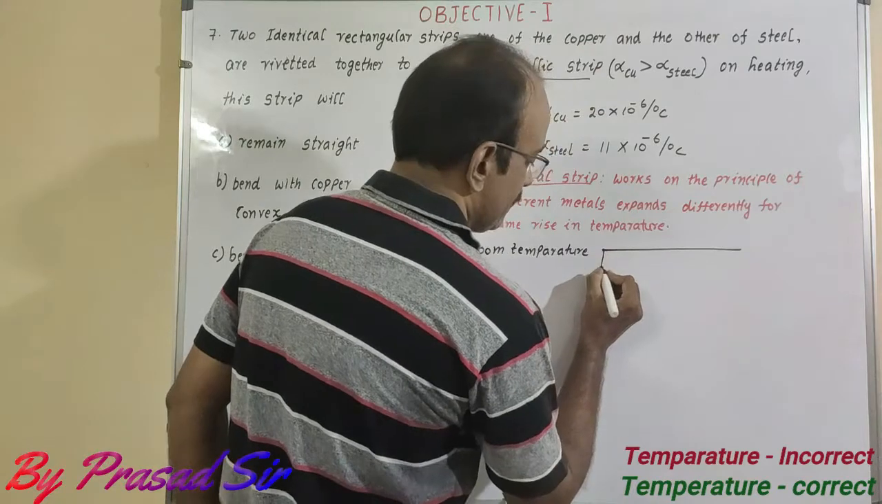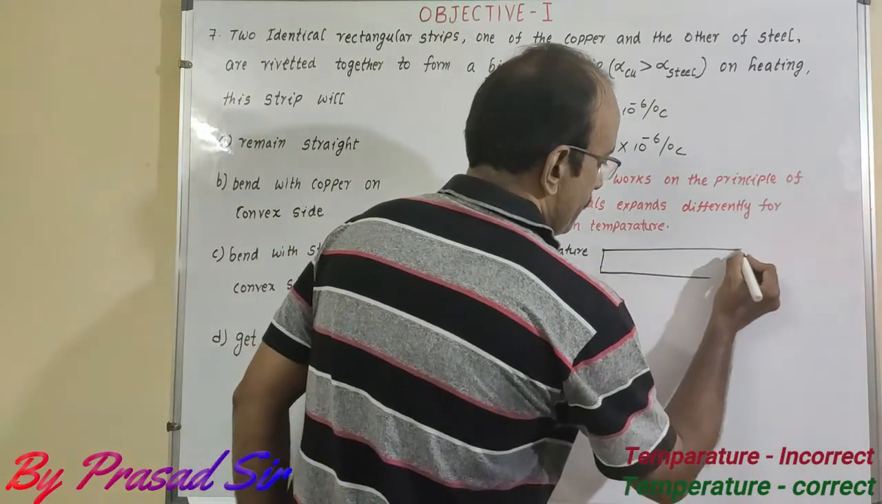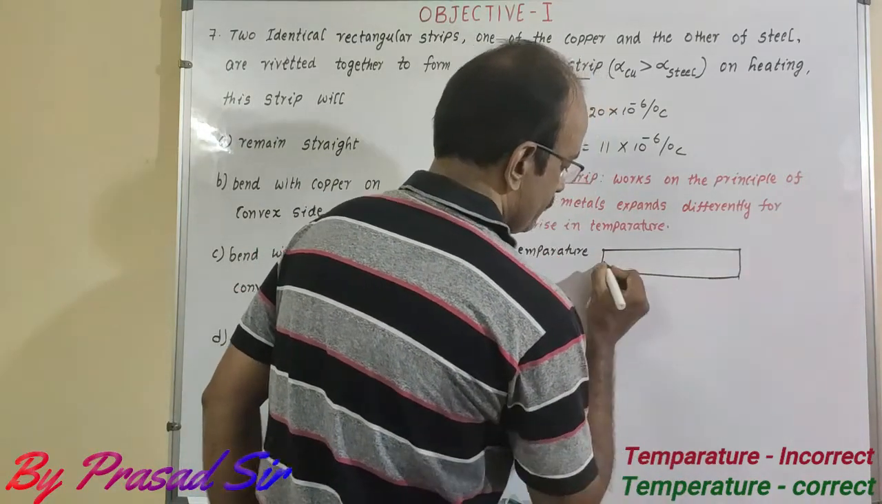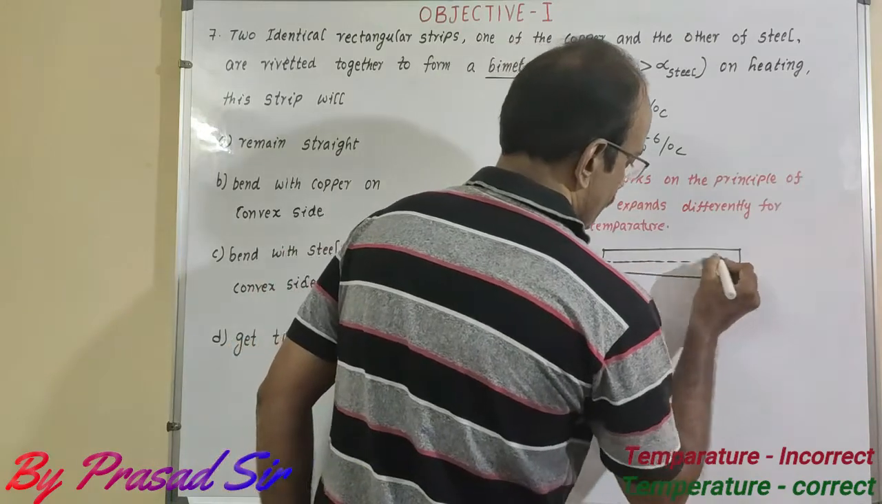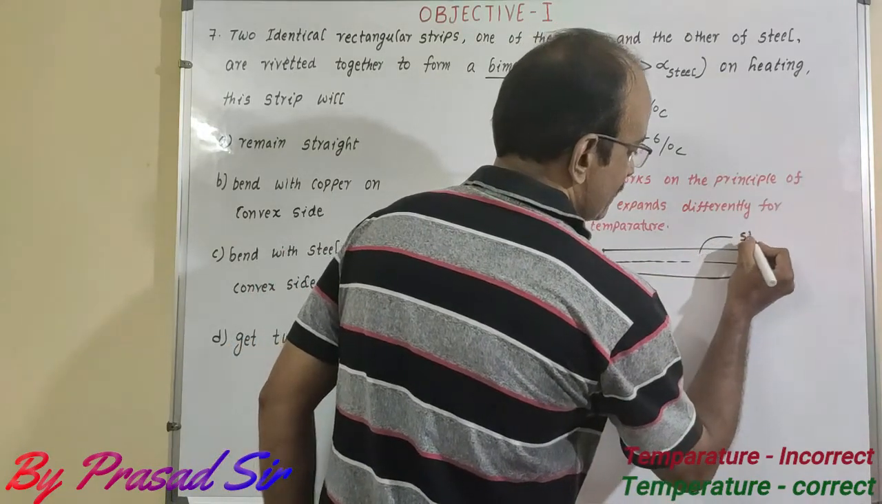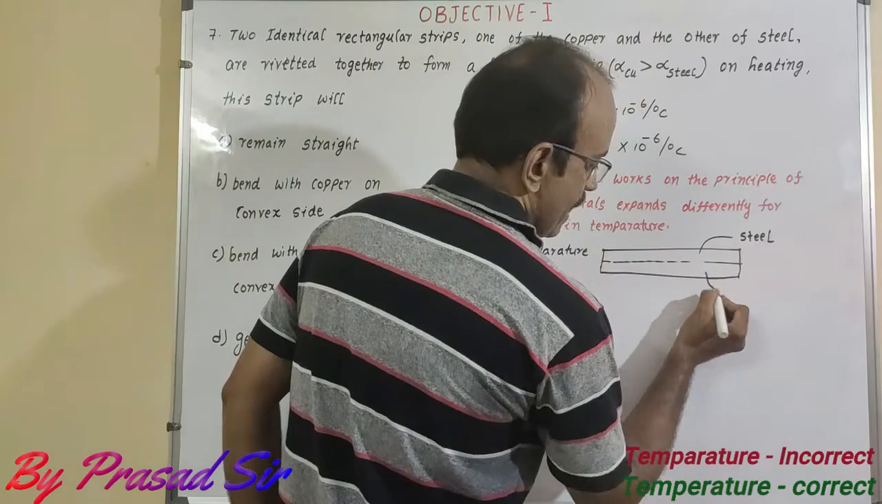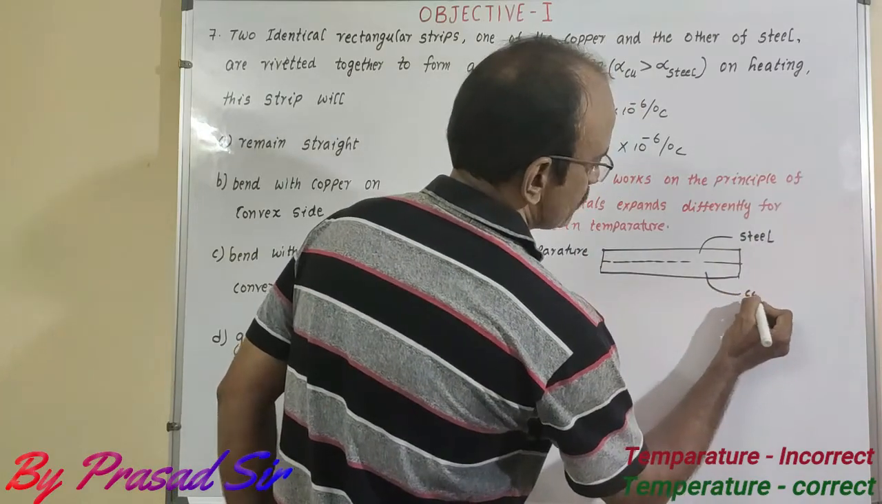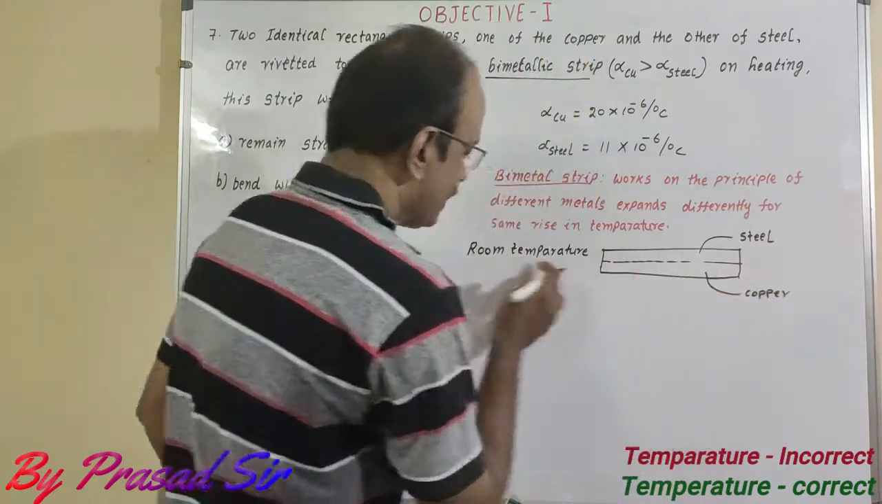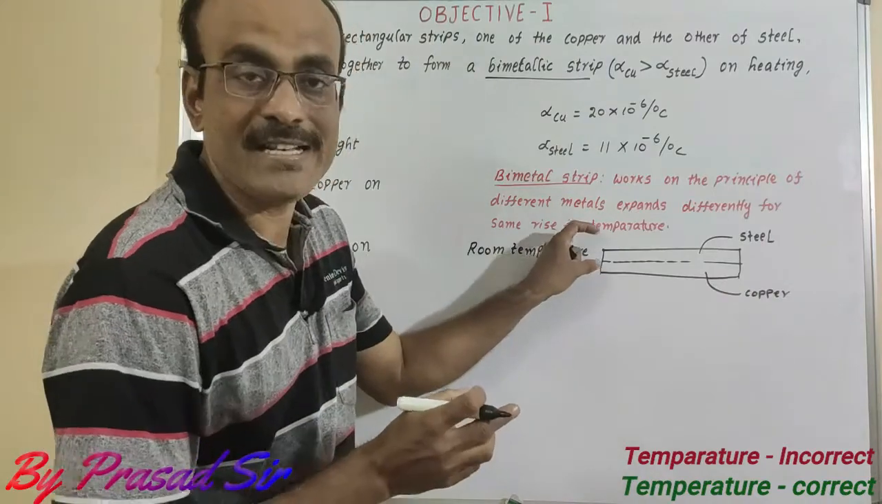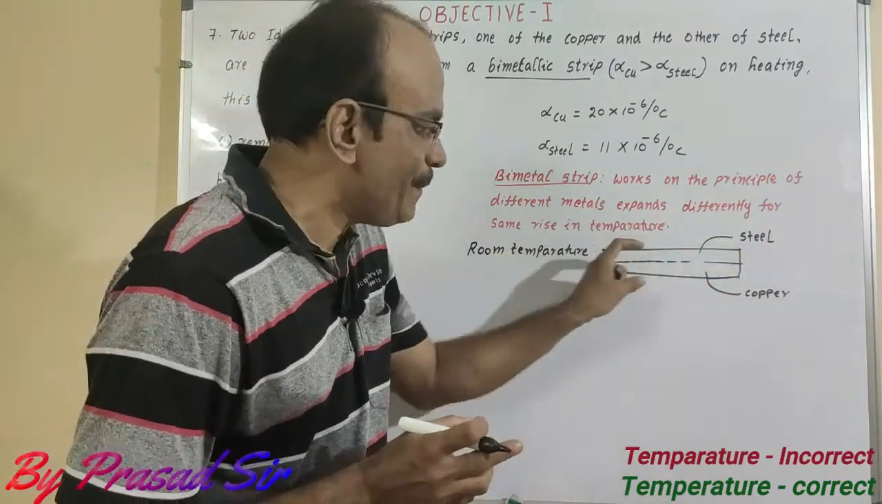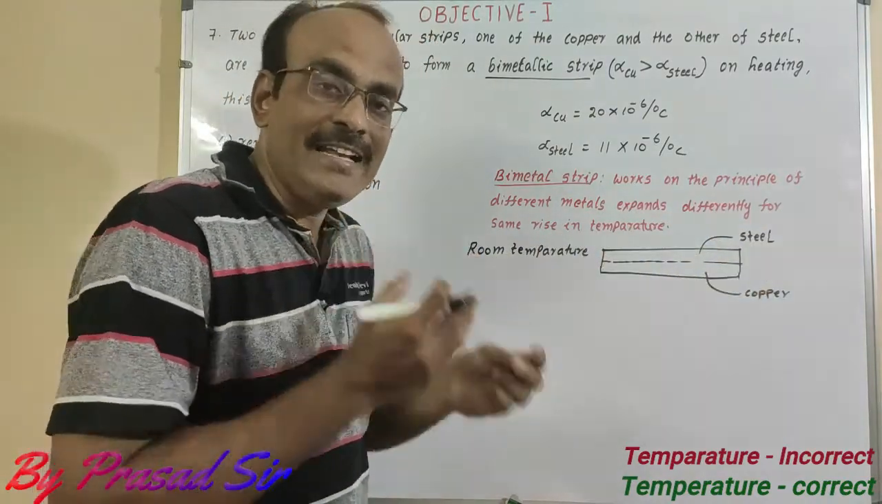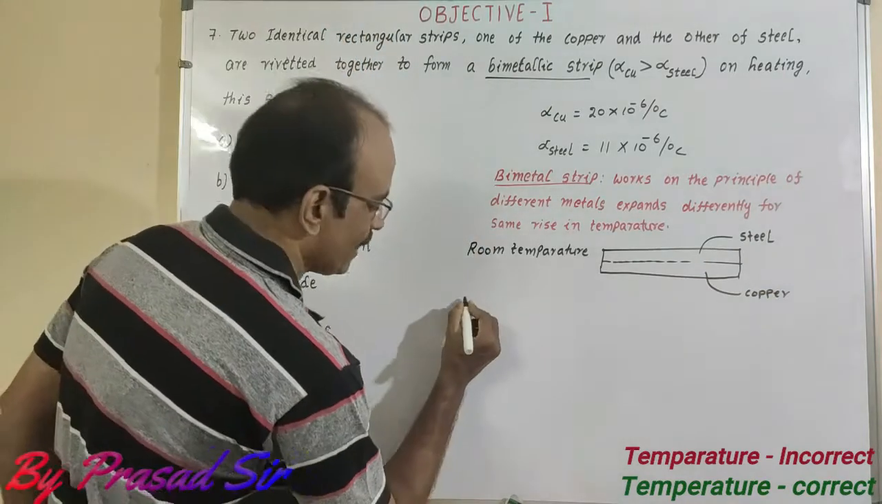So this is the bimetal strip. The upper part is steel, and the lower part is copper. At room temperature it remains straight, and then the temperature increases. What happens here?